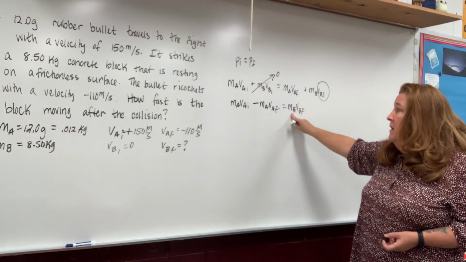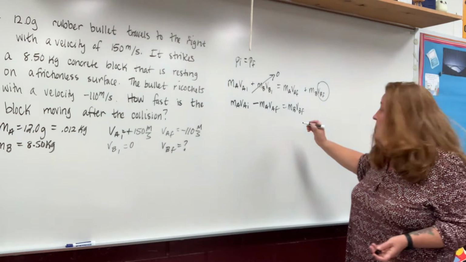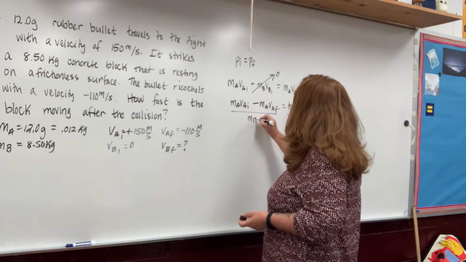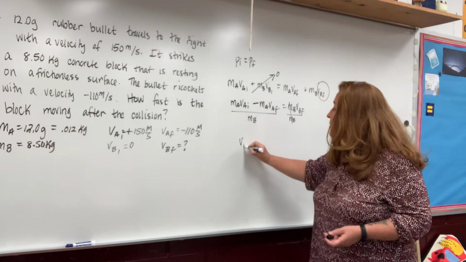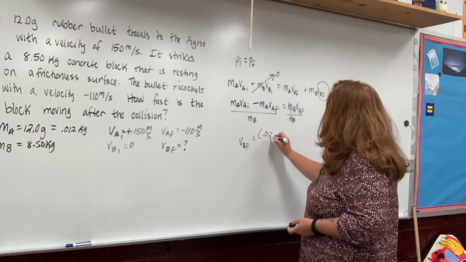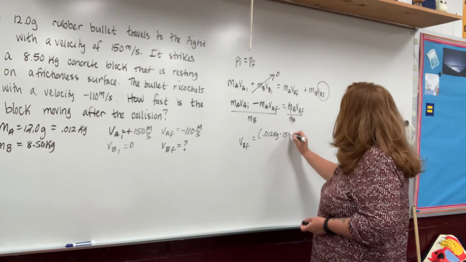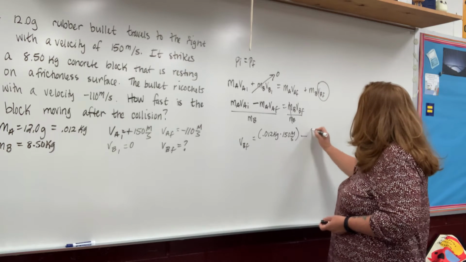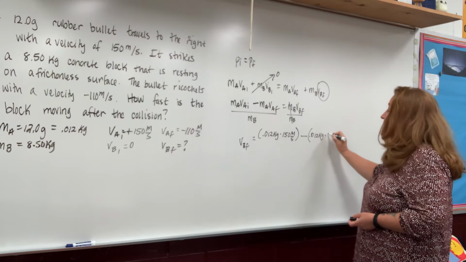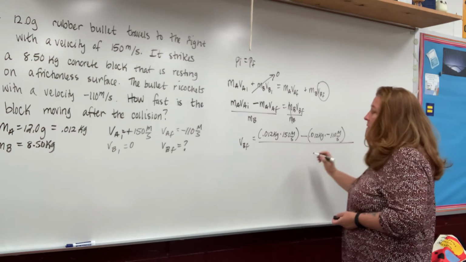Now I need to get rid of the mass of the concrete block. I want the final velocity of the concrete block to be by itself, so I divide both sides. And now I know how to get the final velocity of the concrete block. I take the mass of the bullet times the initial velocity, which is positive, and I need to keep it that way. And I subtract from that mass of the bullet again, 0.012 kilograms, and it's negative 110 meters per second. That's important. You have to keep that like that. And you divide that by the mass of the concrete block.